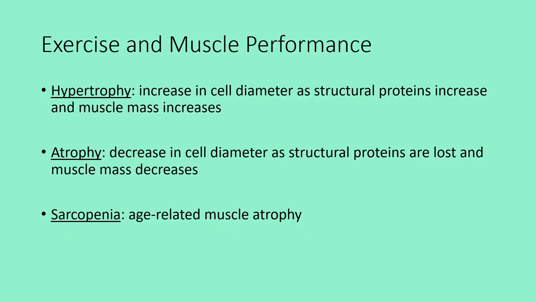In terms of exercise and muscle performance, as I mentioned earlier, when you increase exercise, you tend to increase the diameter of the muscle cells, and the muscle mass will increase. As opposed to when you are not exercising, and you have a decrease in cell diameter and a decrease in muscle mass. Atrophy is certainly a problem. Many of you are going into the healthcare field, and that is something you must be very much aware of with patients who are bedridden for any length of time. You want to get them up and moving so the muscles do not atrophy. Sarcopenia is an age-related type of muscle atrophy.